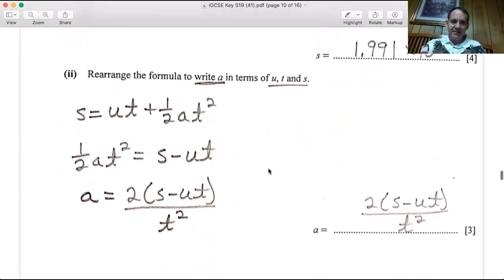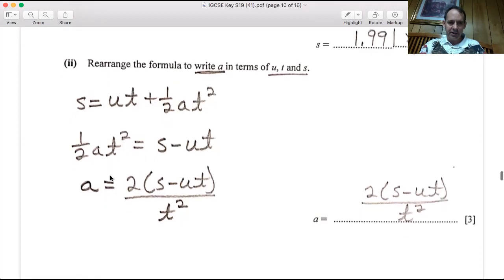Now it wants you to take that formula and rearrange it to write A in terms of U, T and S. In other words, make A the subject. Right now, S is the subject. We want to make A the subject. We're isolating the A. Since A is in this term here, we're going to subtract the UT to the other side. So subtracting UT gives us S minus UT. Here's the 1/2 AT squared, so that the A is in this term here.